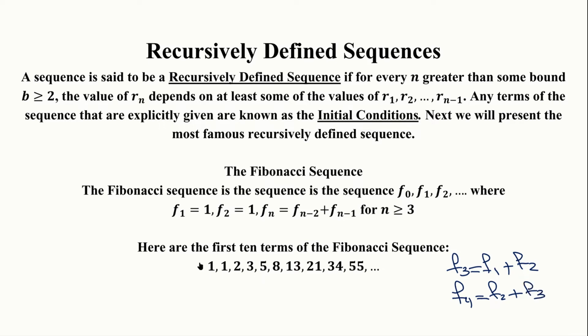So to get any term starting with the third term, just add the 2 previous terms. So notice 2 is 1 plus 1. What's 3? The previous terms, 1 plus 2. 5, 2 plus 3, right? 8, 3 plus 5, etc. So this is what we call a recursively defined sequence.